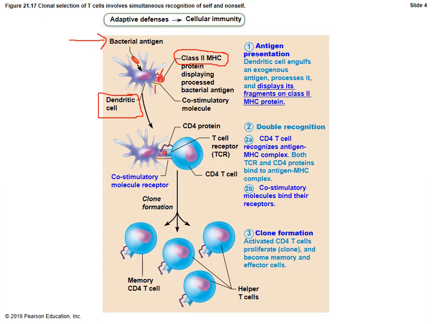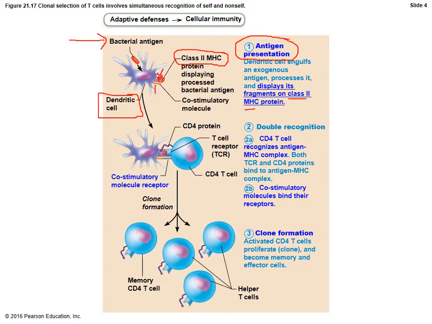So on my chart it says we have antigen presentation. The dendritic cell has engulfed an exogenous antigen, meaning something that doesn't belong, and it will display its fragments on a class 2 MHC protein.